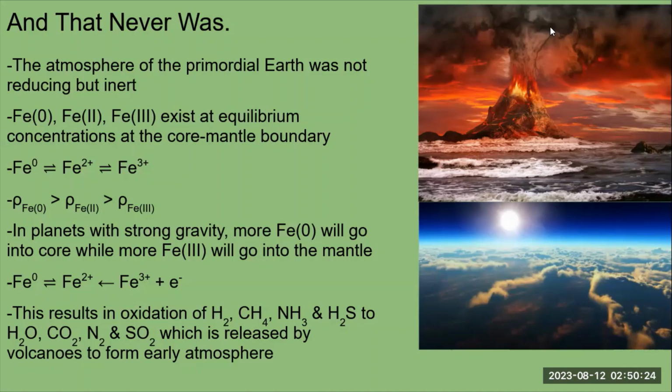With an excess of ferric iron in the mantle, electrons have to be obtained to reach equilibrium with ferrous iron. The electrons would have come from gases such as hydrogen, methane, ammonia, and hydrogen sulfide, producing water, carbon dioxide, molecular nitrogen, and sulfur dioxide, which would then have been released by volcanoes to form the primordial atmosphere.